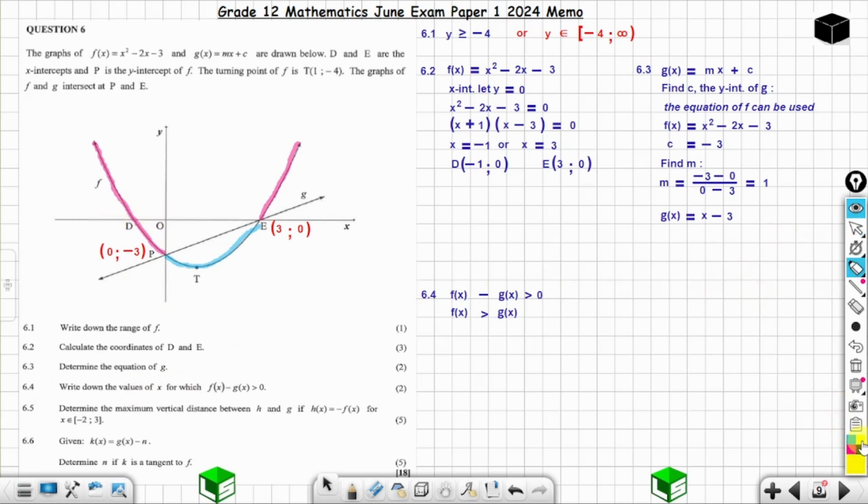All these values and all these values, for this part and this part. So you have x less than 0 or x greater than 3. This is 3. Okay, so let's move on.